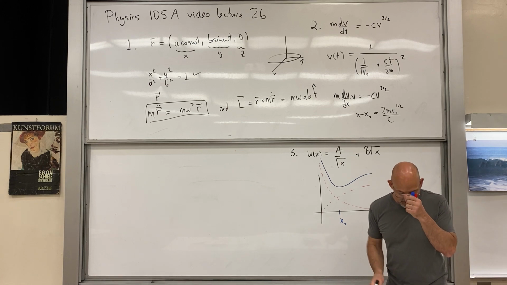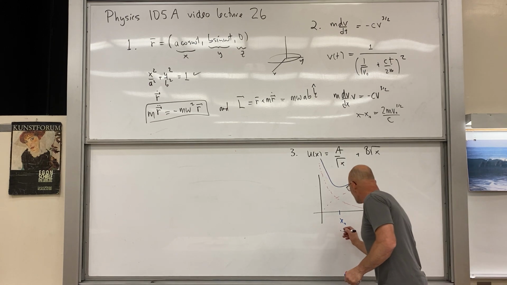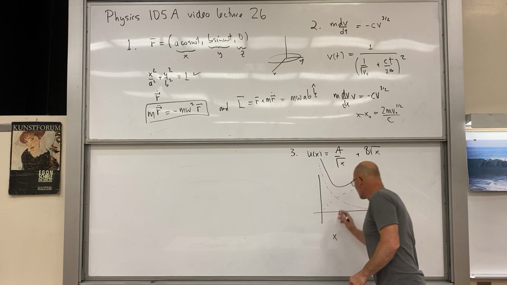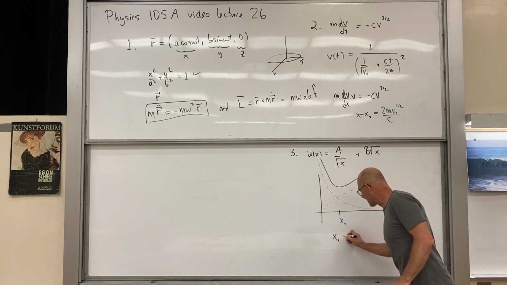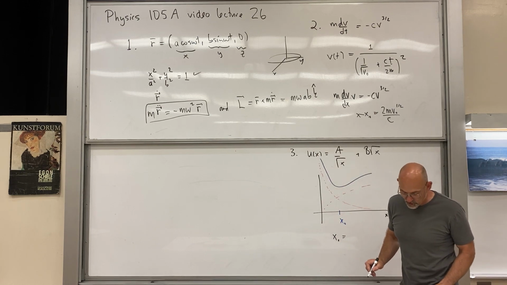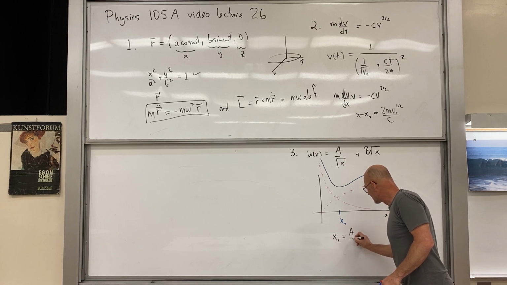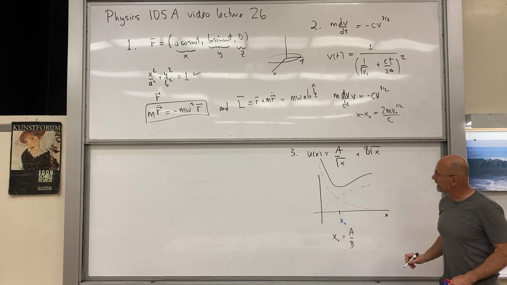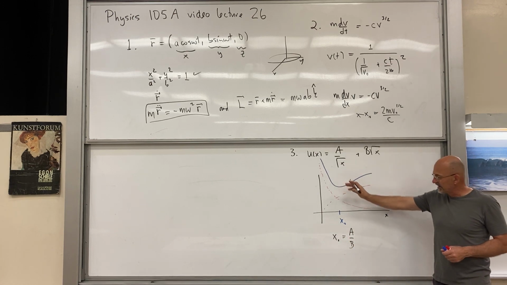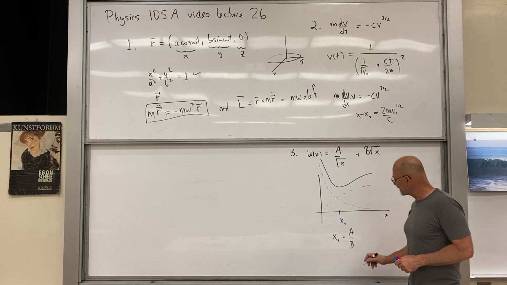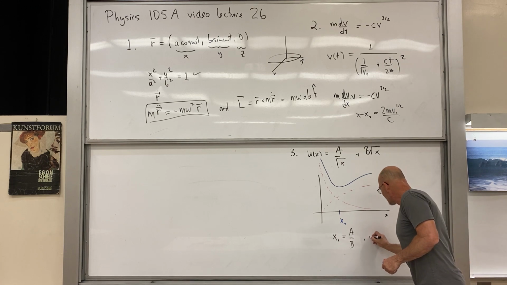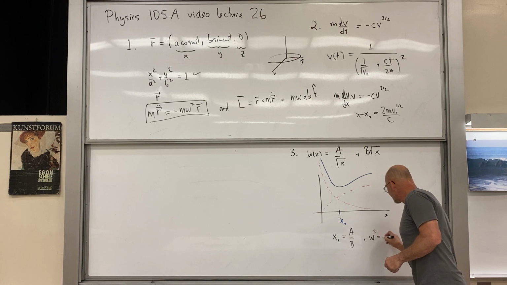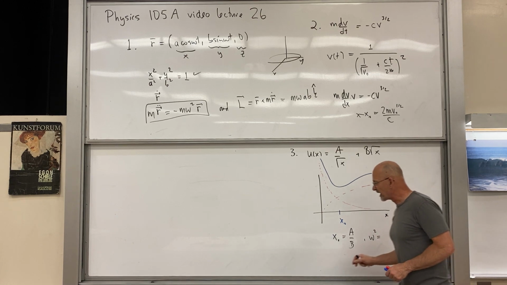Good, so we were going to find a couple of things. Using the first derivative criterion, you get x0 equal to a over b. Now for a particle of mass m moving in this potential, you have to get the second derivative, so omega squared is equal to, all right, omega.